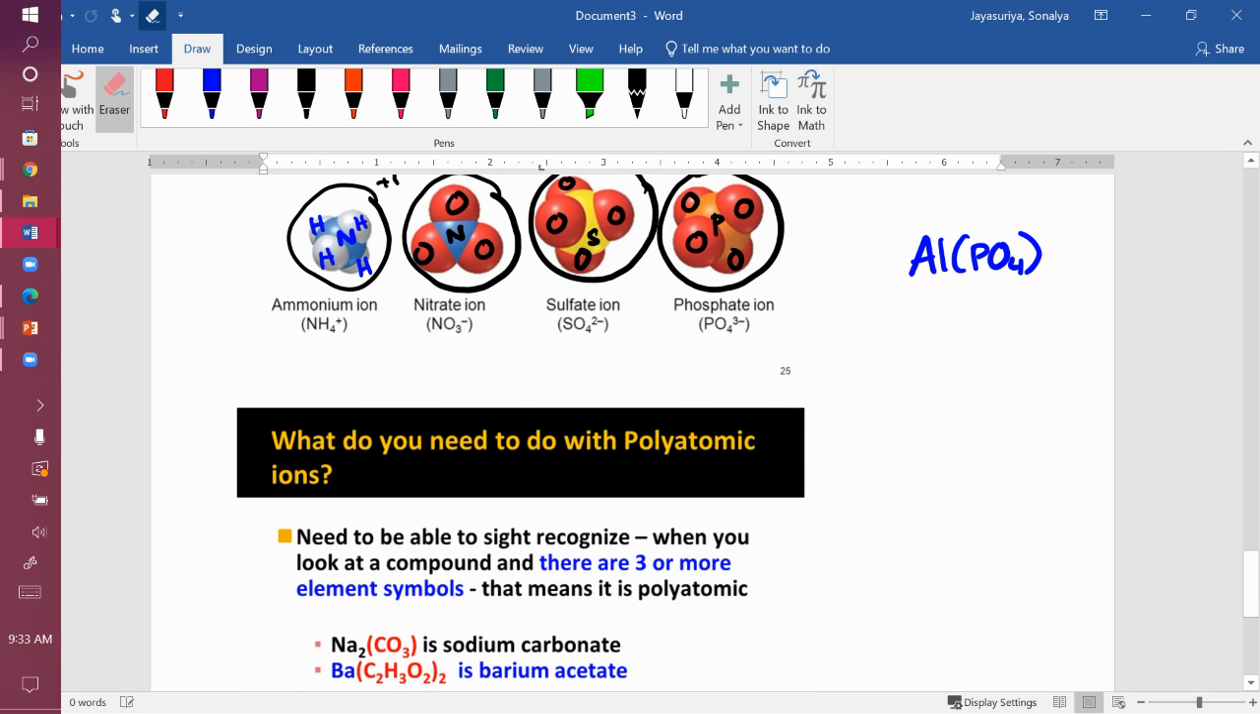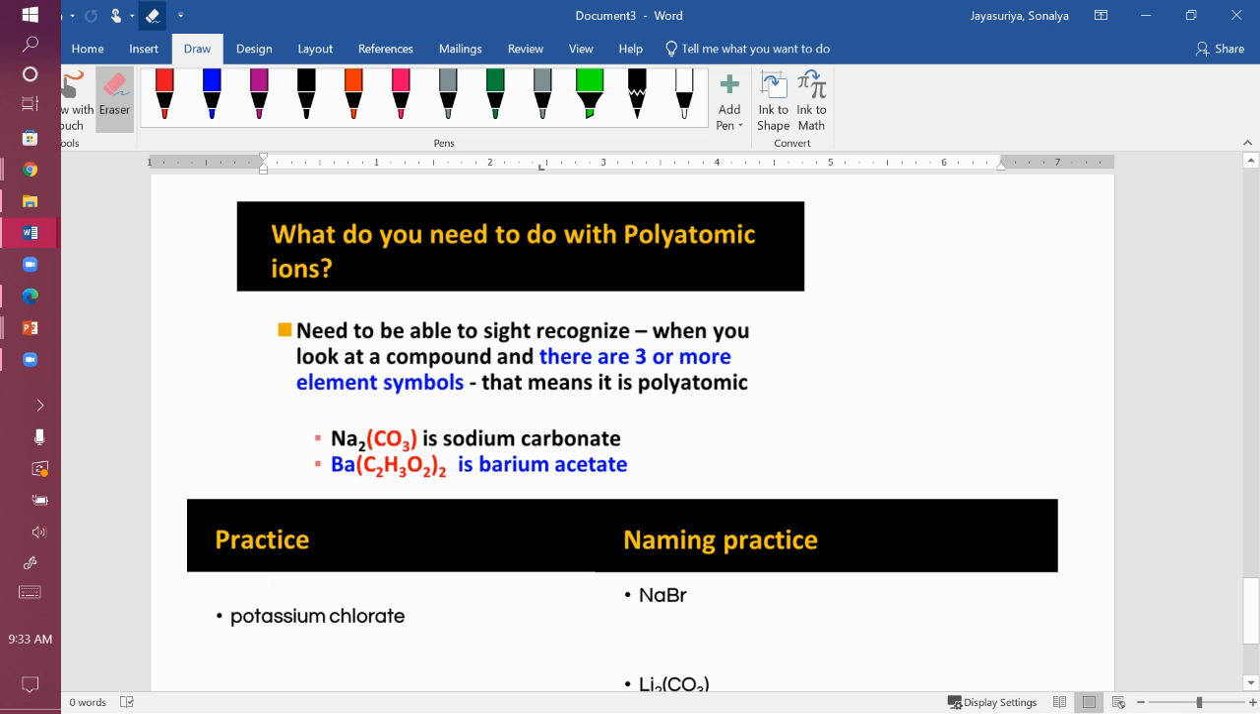Now, here's what you need to be able to do with polyatomic ions. You need to be able to sight recognize when you look at a compound. If there are 3 or more element symbols, that means it is polyatomic. Here's your first element symbol, here's a second one, here's a third one. If there are 3 or more element symbols in the compound, you have a polyatomic ion. Here's another way to recognize it. It'll be inside parentheses. So anytime you see parentheses, you know that it's a polyatomic.